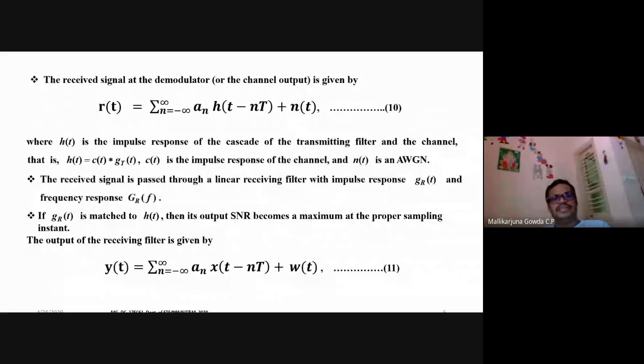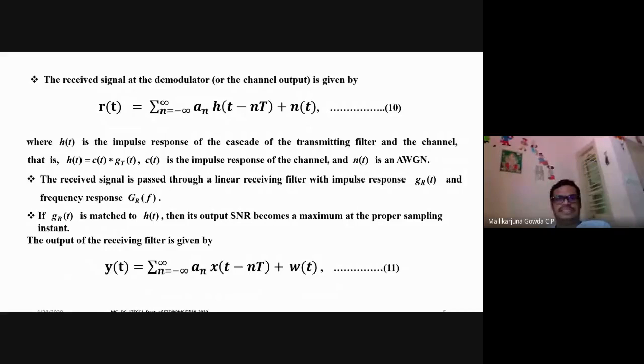Again, h of t is the impulse response of the cascade of the transmitting filter and the channel. So that amplitude level bit sequence is multiplied by the impulse response of the cascade of the transmitting filter and the channel, plus n of t, which is the noise. So the output of the receiving filter y of t will be written like this. Again, the amplitude level and the output of the filter is x of t minus nT, plus noise.